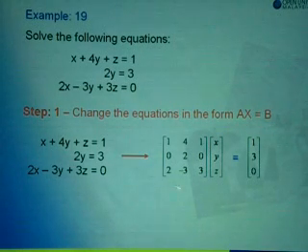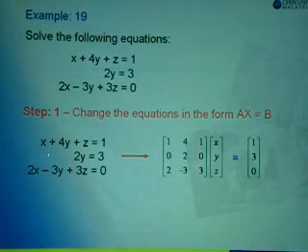Before we could do that, we need to arrange these equations so that X will be the first terms, followed by Y and followed by Z. So from here, we notice that the multiple of X is 1, so we write down 1, and Y is 4, so we write down 4, and the multiple of Z is 1, so we write down 1.